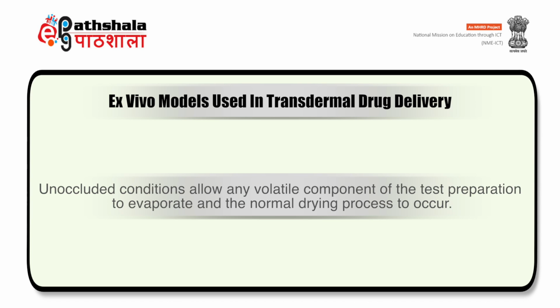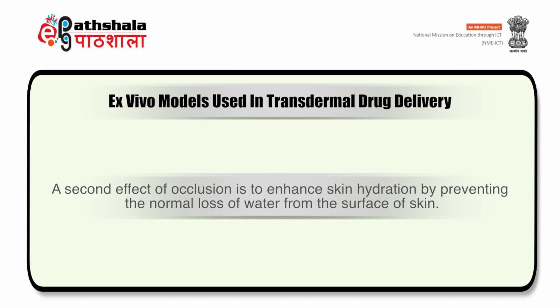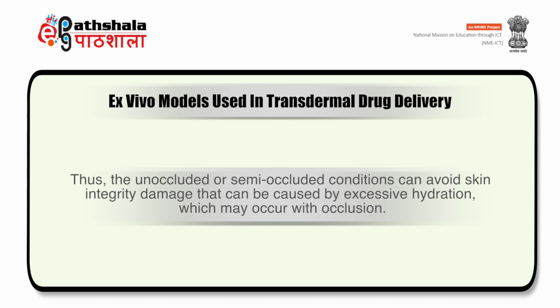The unoccluded conditions allow any volatile component of the test preparation to evaporate and the normal drying process to occur. A second effect of occlusion is to enhance the skin hydration by preventing the normal loss of water from the surface of skin. Thus, the unoccluded or semi-occluded conditions can avoid skin integrity damage that can be caused by the excessive hydration which may occur with occlusion.